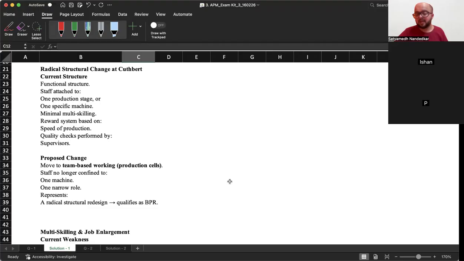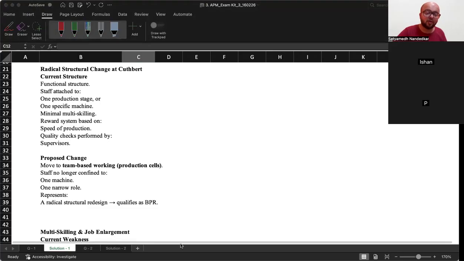आपको जस्टिफाई करना है ना कि बीपीआर ही करेक्ट क्यों है. So you will have to make a strong case for BPR here.